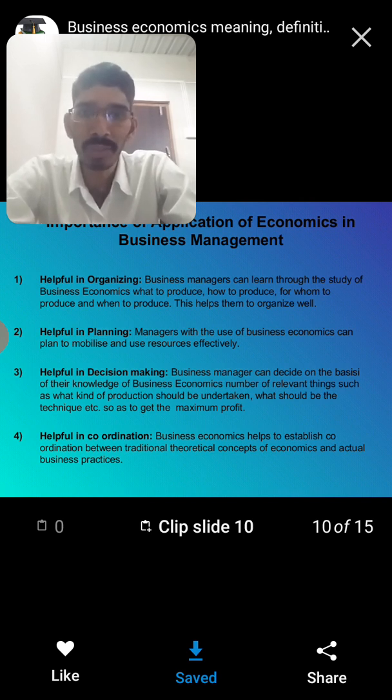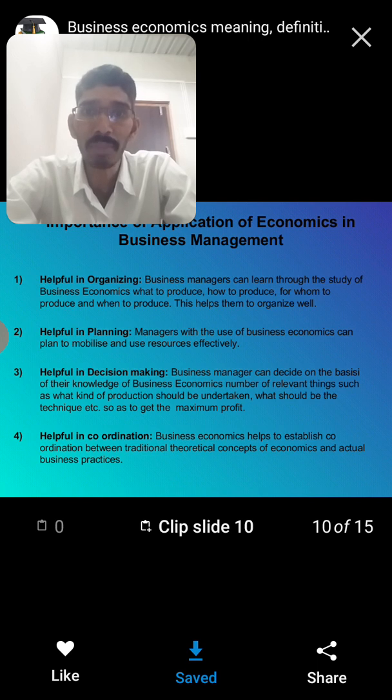Here the first one, we note, is help in organizing. Every businessman or manager learns through the study of business economics how to organize the factors of production and how to organize all the departments of the firm. The second one is helpful in planning. Managers use many resources and business economic concepts to mobilize resources effectively, with optimum utilization of resources for the production of goods and services. That is the second one, helpful in planning.